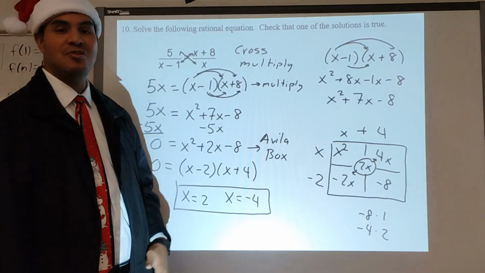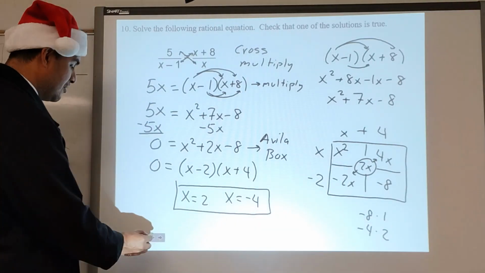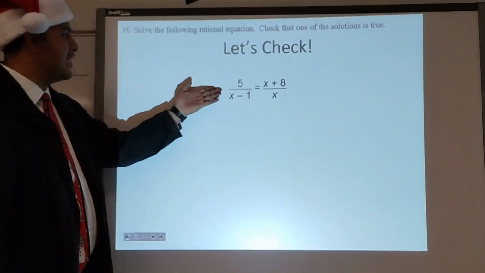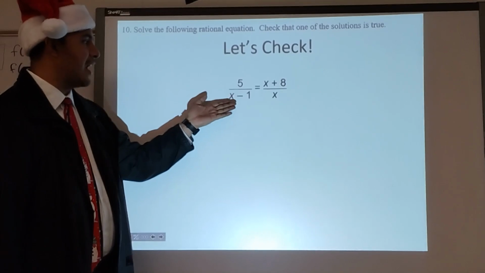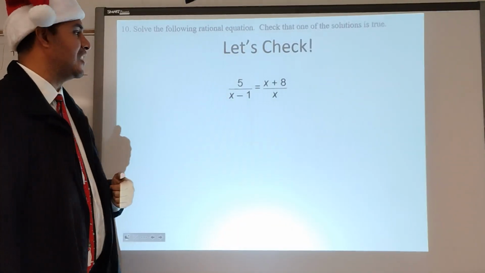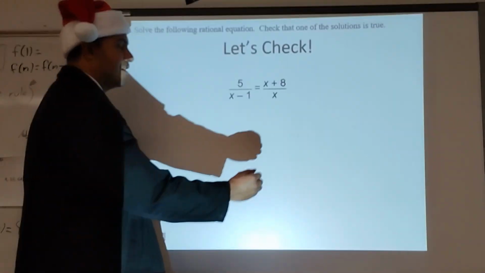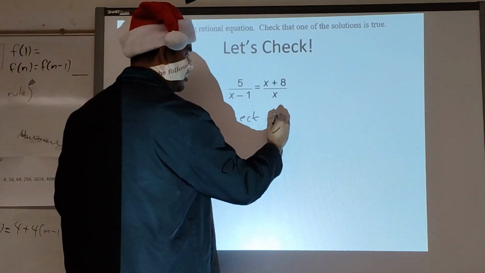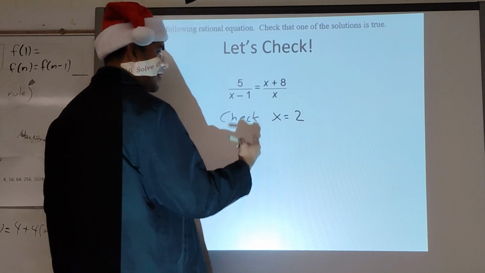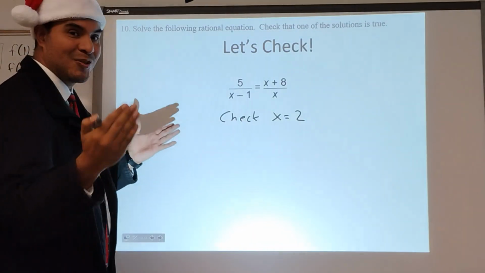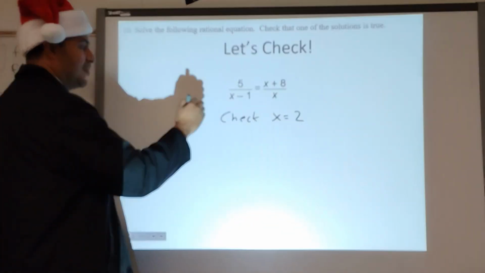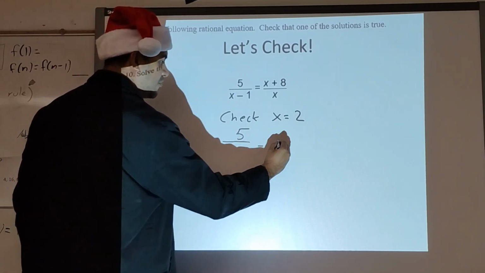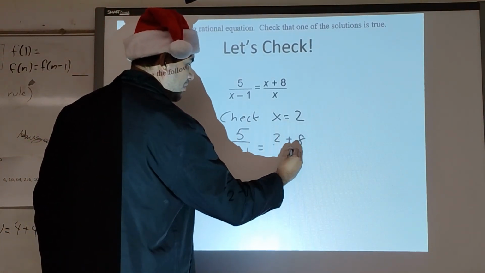Now we're being asked to check that one of the solutions is true, so let's check it. Let's check this number 2 right here. So here is our equation, 5 over x minus 1 is equal to x plus 8 over x. Now there were two solutions. We found 2 and negative 4. I'm going to check the number 2, and if this works, the left side and the right side should be equal to each other. 5 over 2 minus 1 is equal to 2 plus 8 over 2.